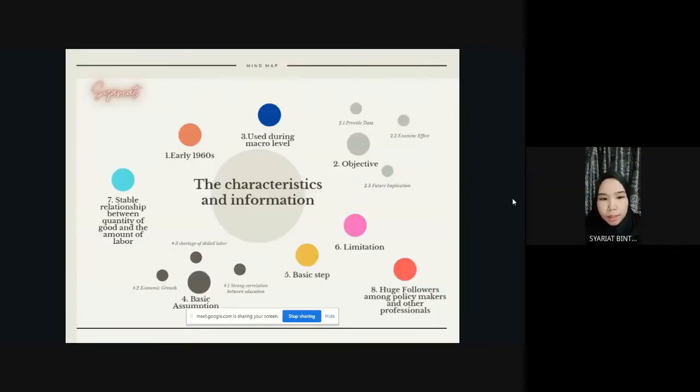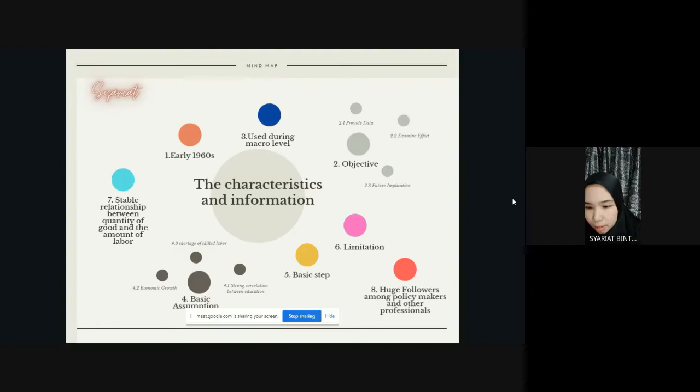I'm Yakub, alias Alex. So next I will present the characteristics and the information of the approach. First, the manpower requirement approach was popularized in the early 1960s for use in the Mediterranean Regional Project of the OECD. The objectives of the approach are first to provide data on the present situation of the labor market as well as expected changes, second to examine the effect of various policies, and last to determine the future implication of current occupational trends and labor structure.